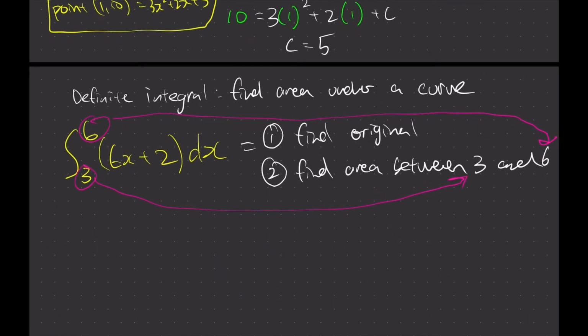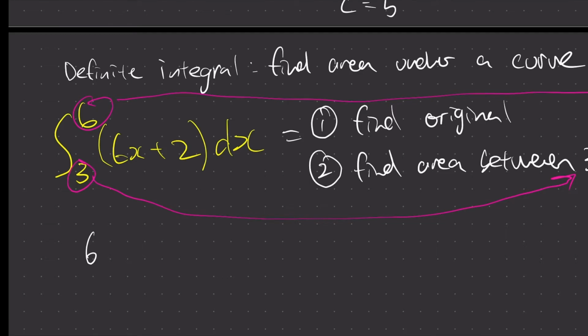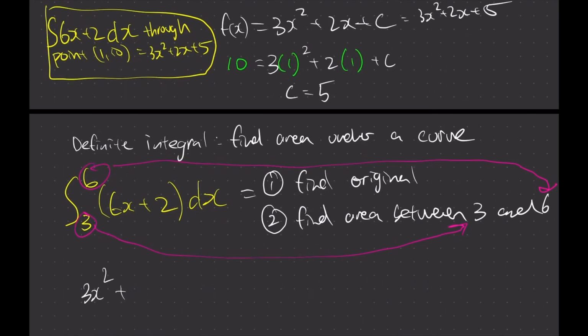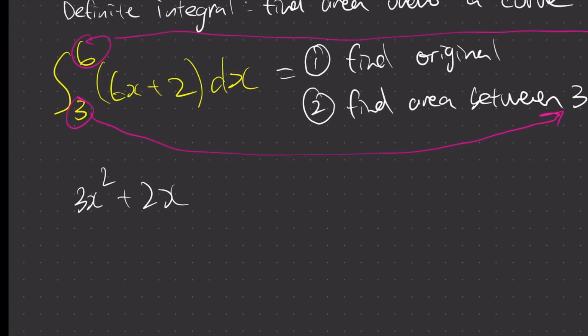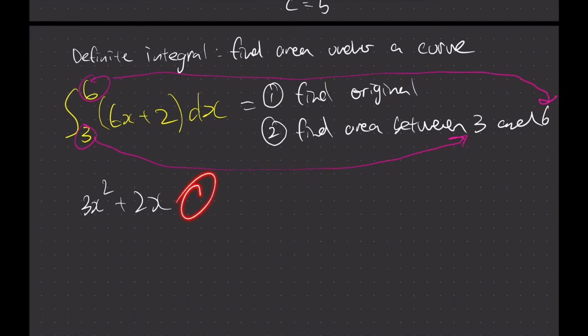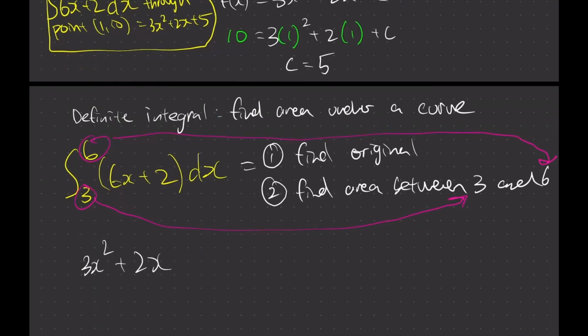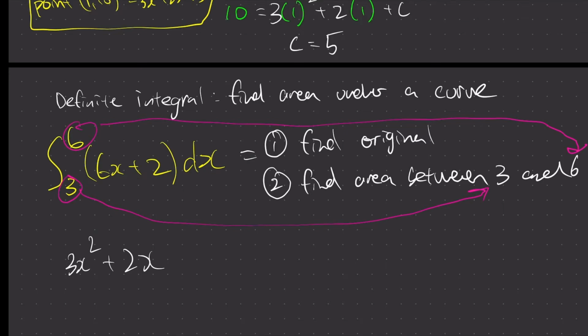Well, first we need to find the original function, right? So up here we know that the original function is going to be 3x squared plus 2x. Then why do we not need the plus c? You know how up here we have plus c. Well, for definite integral, good news for you, there is no plus c, so you can just ignore the plus c part. But what extra part do you have? Since it's a definite integral, you need to put brackets like this, and you need to put 3 and 6 like this.